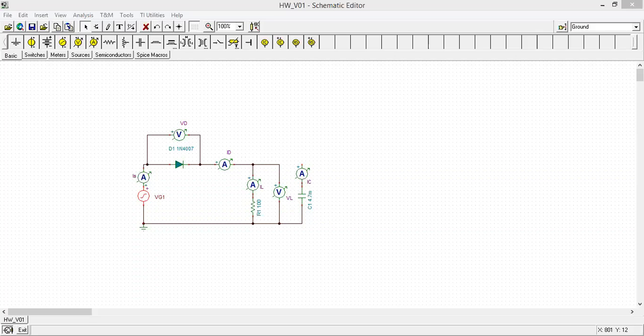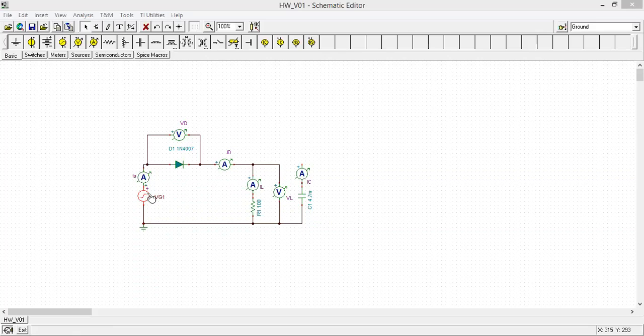Okay, guys, this is the simulation of example number 1 of uncontrolled rectifiers, lecture 14. If you want to see the questions, how to do the simulation, go and see this problem.